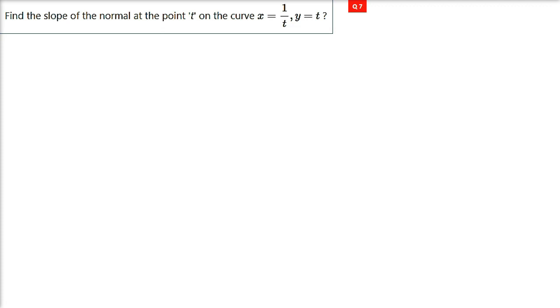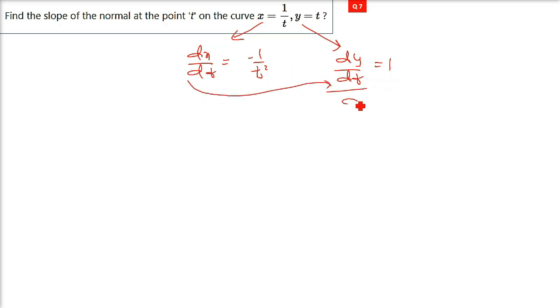Find the slope of the normal at the point t on the curve x equals 1 by t, y equals t. So you just have to differentiate and find out dy by dx. Let me do dx by dt. It is minus 1 by t square. dy by dt will be 1, just divide them. So it will be 1 divided by minus 1 by t square. It will go up. But we don't have to do this, because the slope of the normal has to be found out.